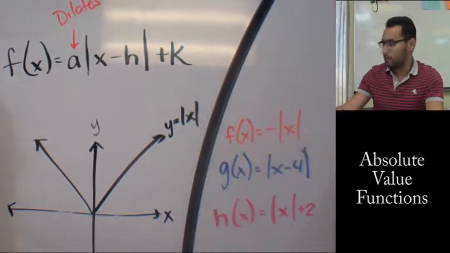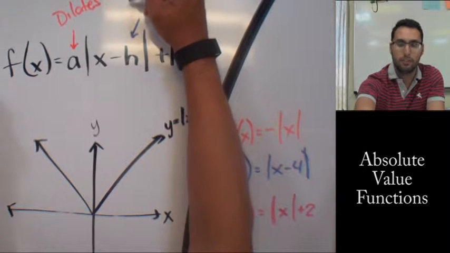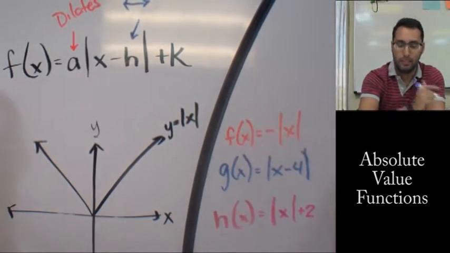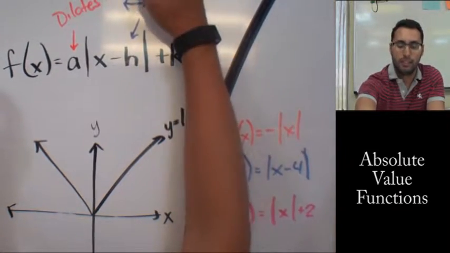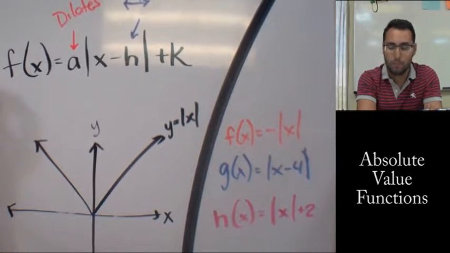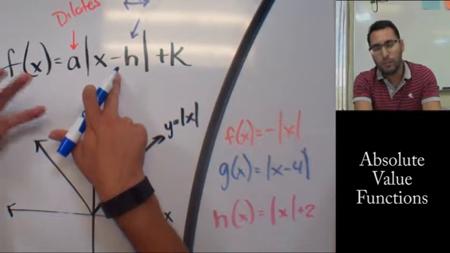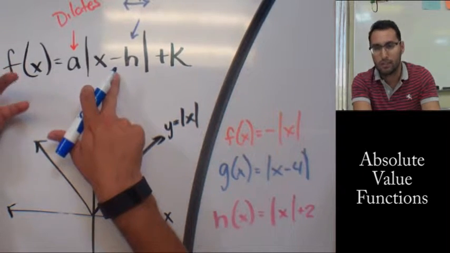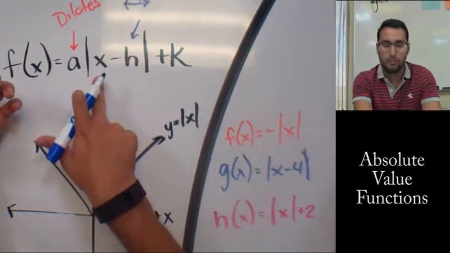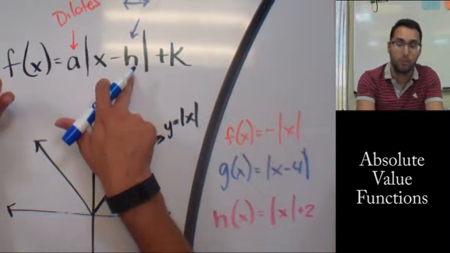The next thing is the h value. The h value shifts the V shape side to side. We should note that it's typically the opposite, and we'll work this out in an example coming up. Say we had x plus 3. You would think you would move to the right 3 since it is positive, as on a number line. But it's actually the opposite: you'd move to the left 3. If this were x minus 2, instead of moving to the left 2, you'd move to the right 2.